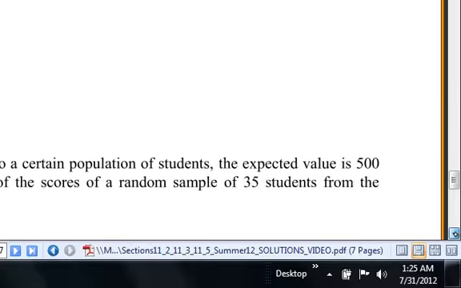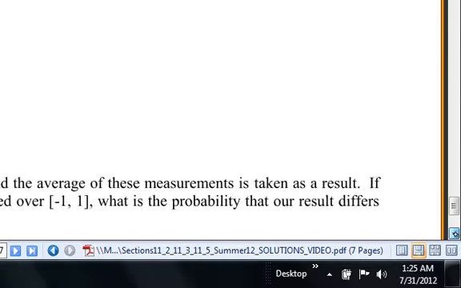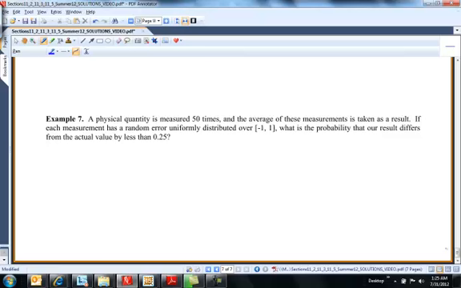Here's 4, another X bar. 5 and 6 are on the homework, on the homework set 6. I thought I would add more, and here's example 7. So a physical quantity is measured 50 times. So we have something, we measure it 50 times. The average of these items is taken as a result.